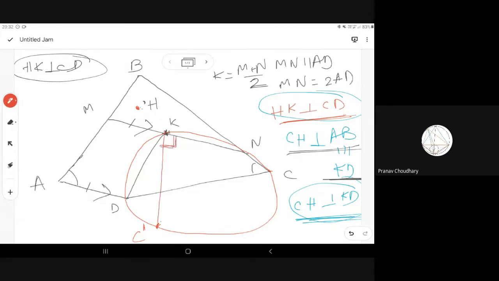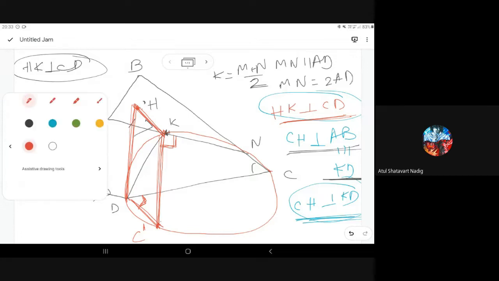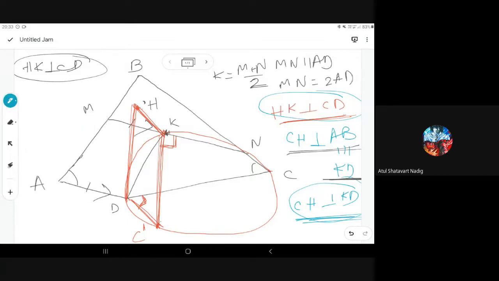You have angles right now, and also you have CK is perpendicular to HD. This basically tells you that HD is perpendicular to KC dash, right? What else? You also know that HK is perpendicular to CD, and also this angle is 90. Doesn't look it, but yes. So this means that AKC dash D is a parallelogram, right? What else do you know?